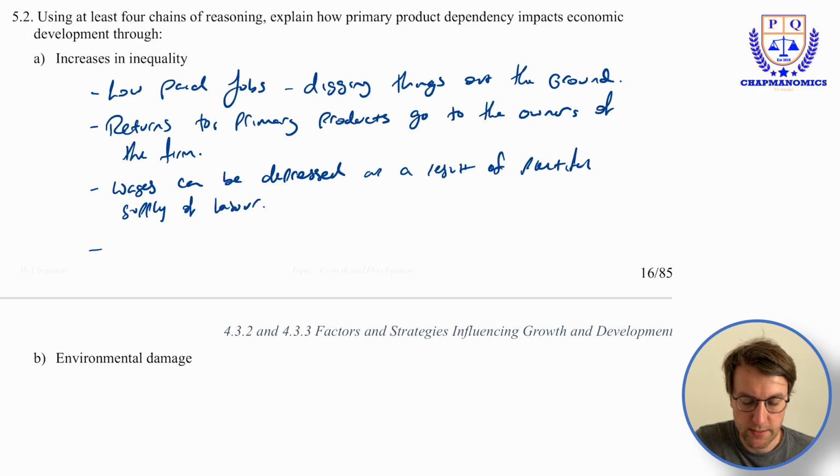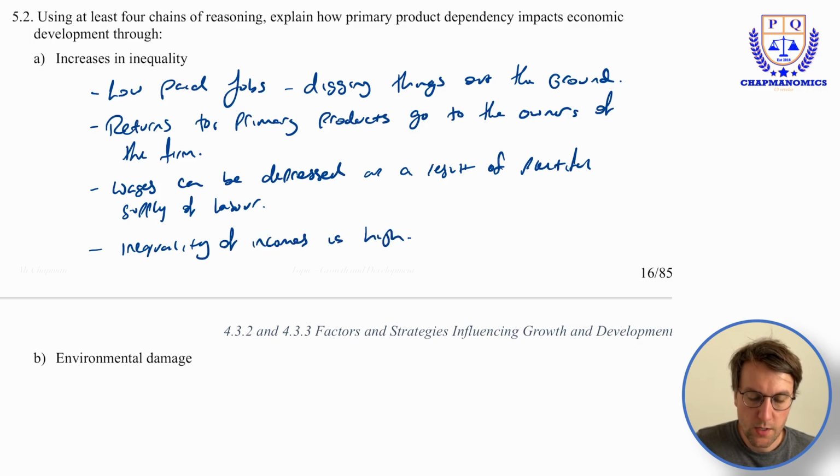And therefore this means that inequality of incomes is high. Because you can afford to pay people basically a pittance to work in the mines as the owner of the firm, and you receive all the returns for it, you then get a very, very high level of inequality within an economy. And that level of inequality causes problems with standards of living.